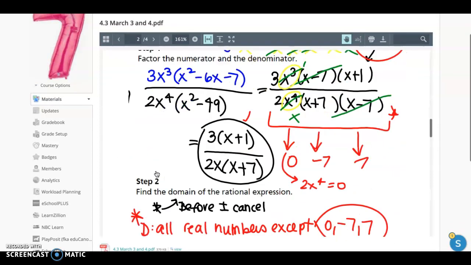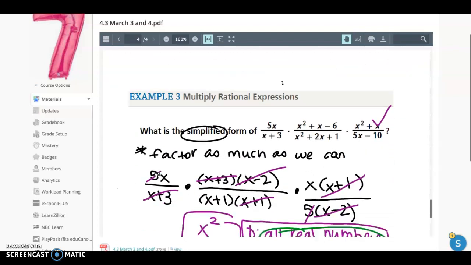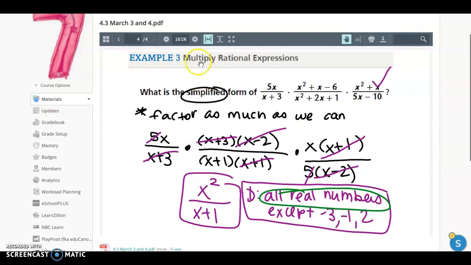I'm going to go to example 3 here. So, quick review. Remember how to multiply rational expressions. We have to get it in the simplified form, so we need to factor as much as we can. Factor whatever I possibly can.